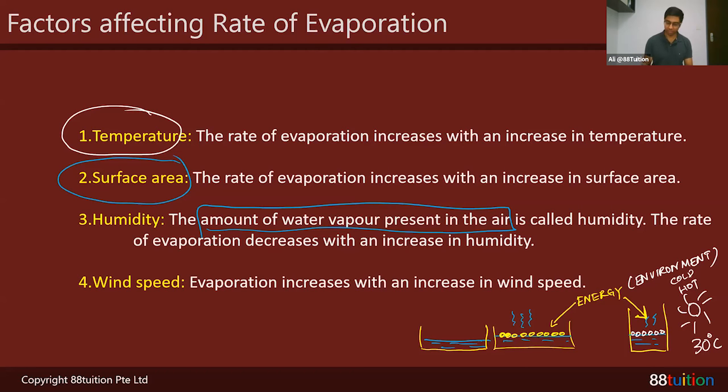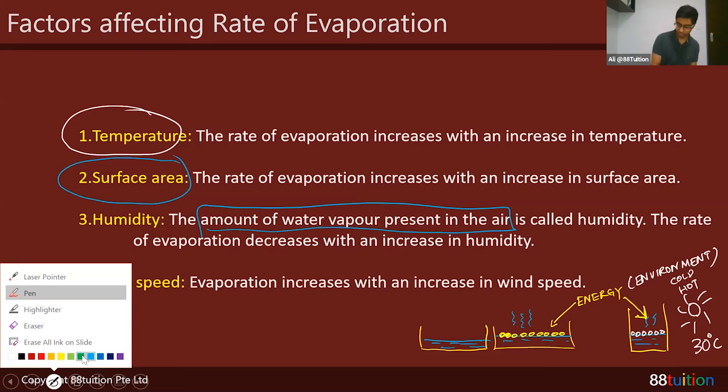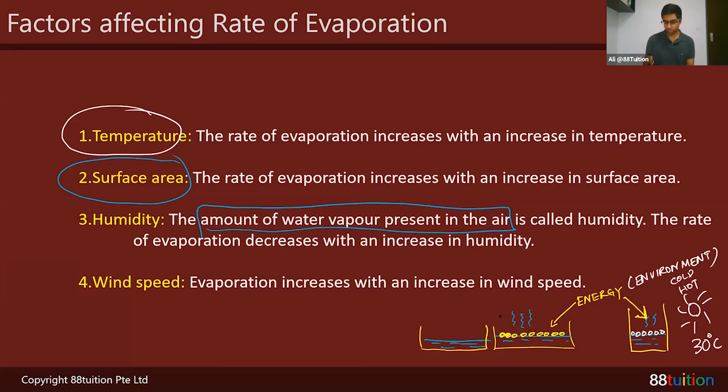So what happens is, I'm going to choose a new color for humidity. Let's choose green. So there's humidity. Look at this. See where I'm going to draw. There is humidity, a lot of water vapor in the air already. So what happens with this green up there? It is blocking.